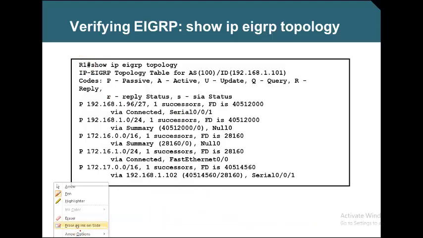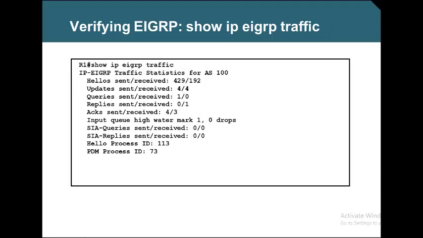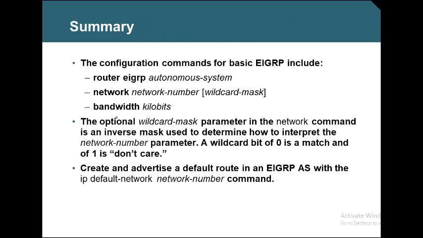Now, the other command is show IP EIGRP traffic that shows how many packets and what type of packets have been sent from this router as well as received by this router. All right. So let's move on to the next chapter.